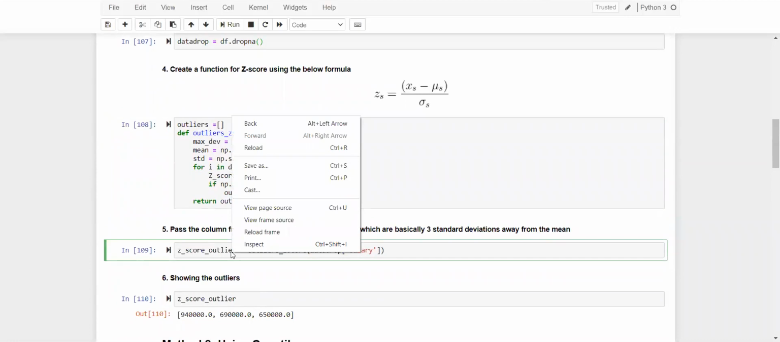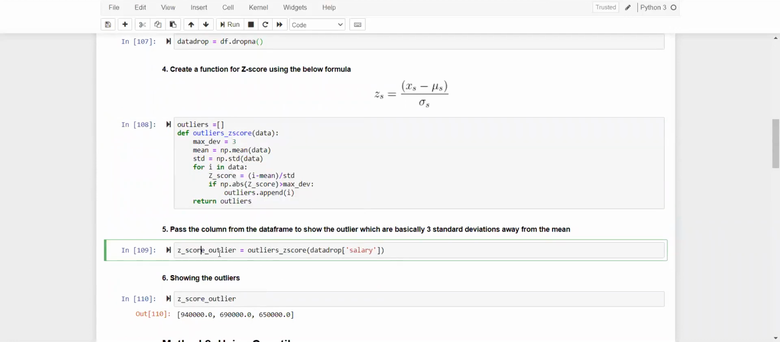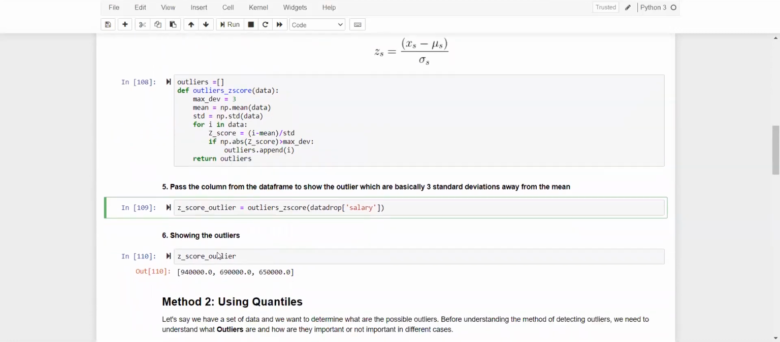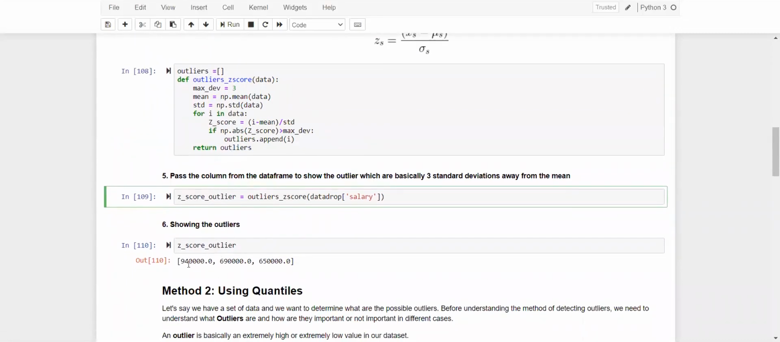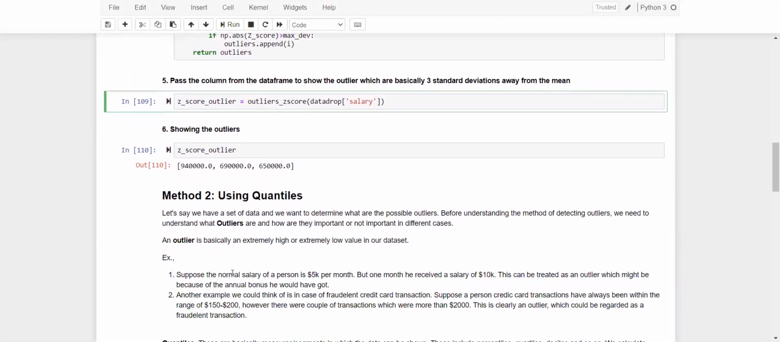Let's go ahead and pass the salary column to this function and see what possible outliers we get. If you see, we got 3 outliers, in fact. One was 940,000, and then the other was 690,000, and then the third one was 650,000. The first one is 940,000. Sorry.